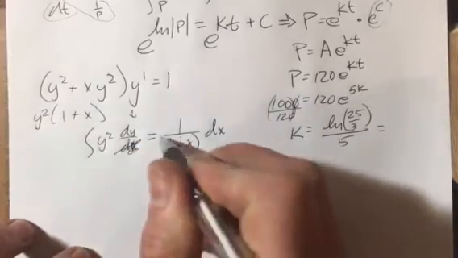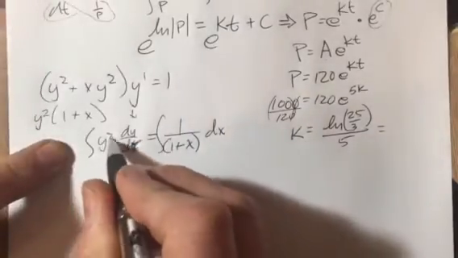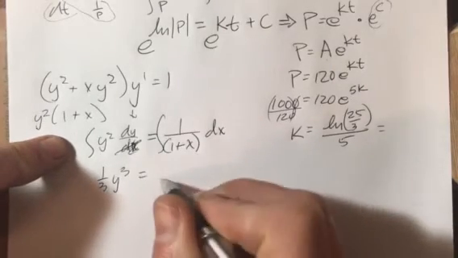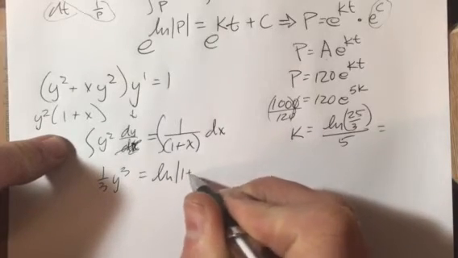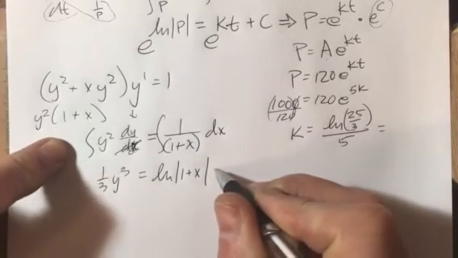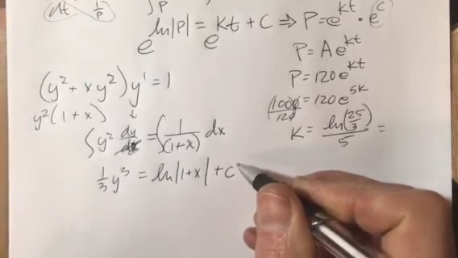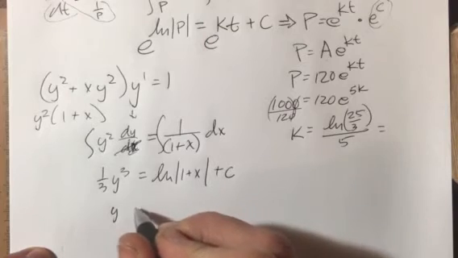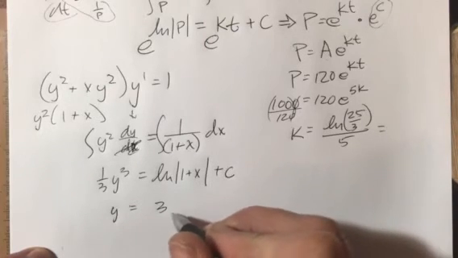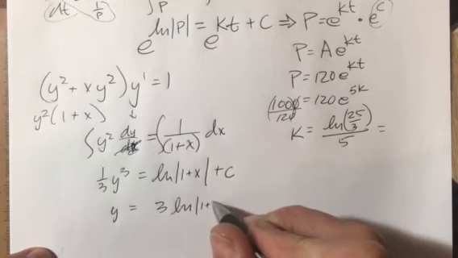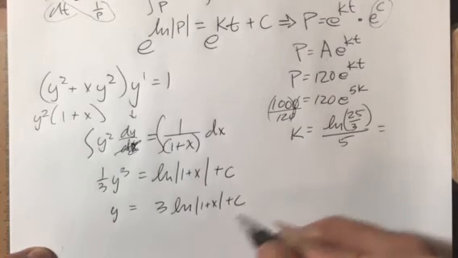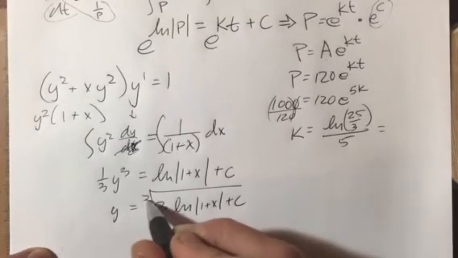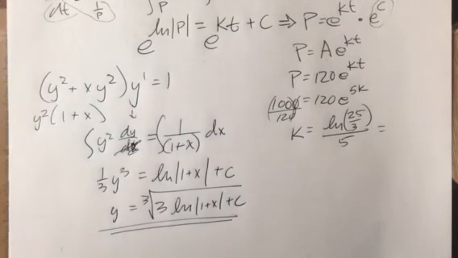So now I just integrate both sides. Okay, so when I integrate y squared, I get 1/3 y to the third equals, well, this is ln again, 1 plus x, and then I'm going to have plus c. Okay, well, if I want to get y by itself, I could say then y is equal to 3 times the ln of 1 plus x plus c, and then take the cube root of that, and I will have a simple solution. All right?